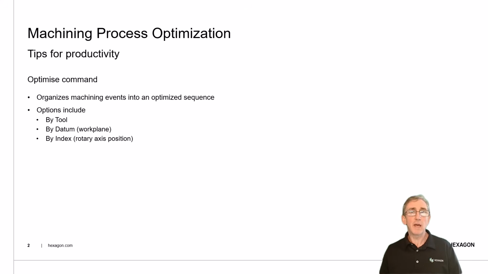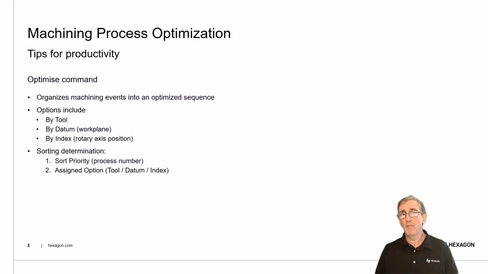So Optimize does that with options to sort by tool, by work plane, or by index position. But before that's done, sort priority actually comes into play because sort priority determines a process number. We'll be showing a little bit more of that in just a moment. It's important to remember that sort priority is really the magic ingredient that helps Edgecam make the right decisions based on machining process. When optimization is done, another thing to keep in mind is that optimization starts at the top of the sequence and then works progressively toward the bottom. And we'll be showing that also on the next slide.